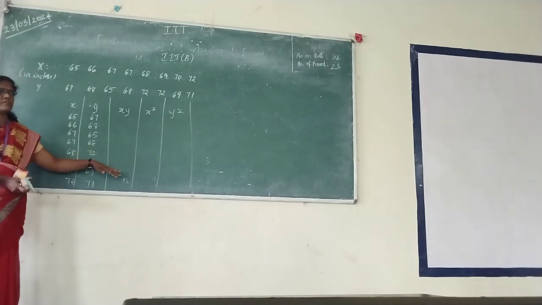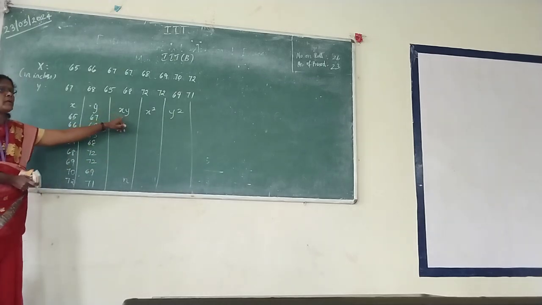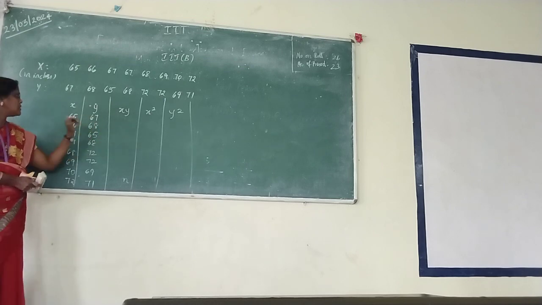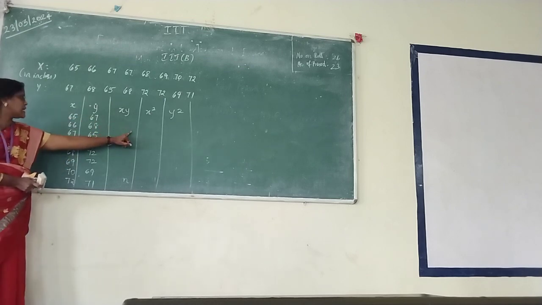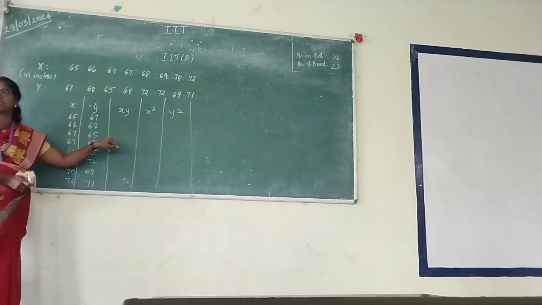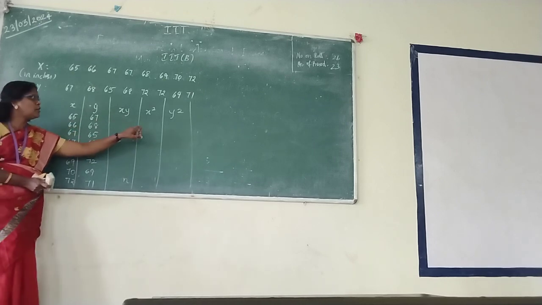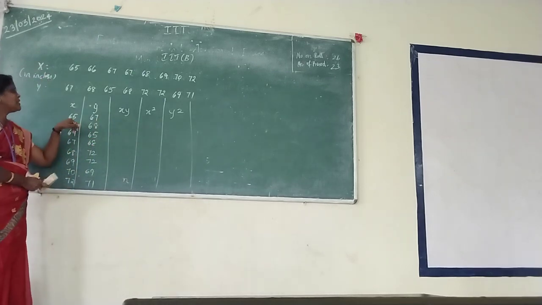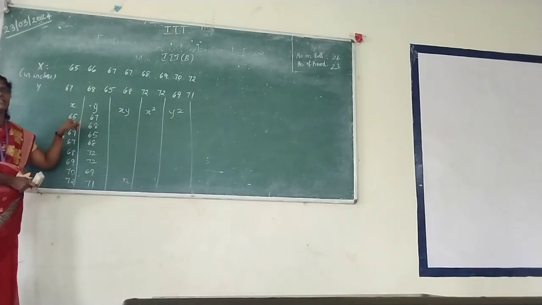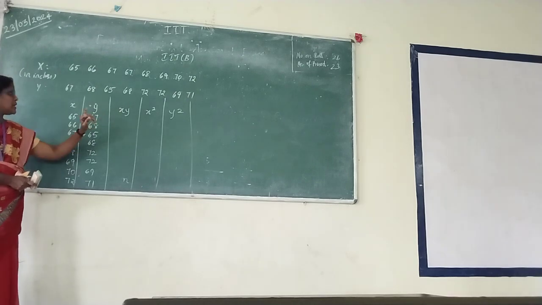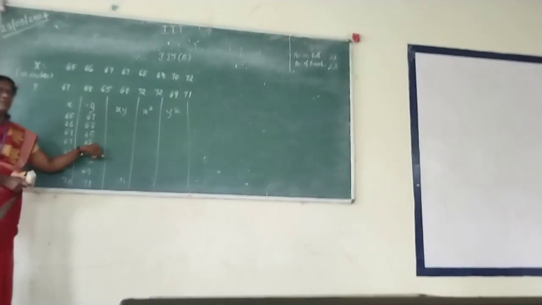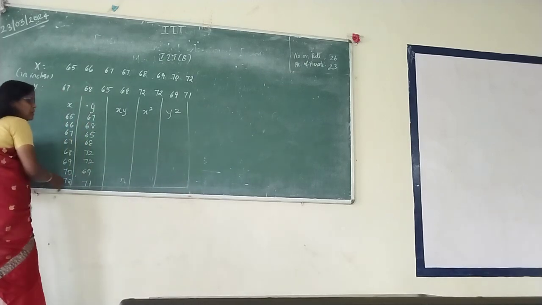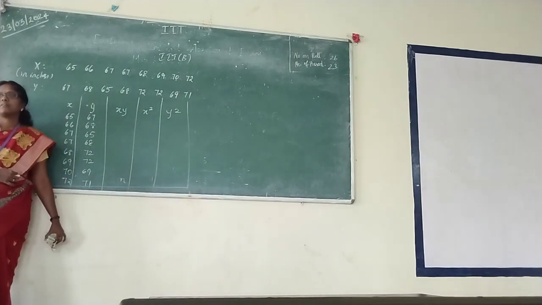Fill the table. How will you fill xy? Multiply the corresponding x and y. 65 into 67, what is the answer? 66 into 68, what is the answer? How will you fill x square, ma'am? Squaring the x value: 65 square, 66 square, etc. Y square means 67 square, 68 square. Fill this table and find all the totals. Those totals will be your summations.